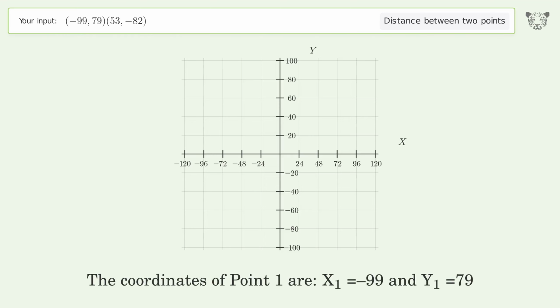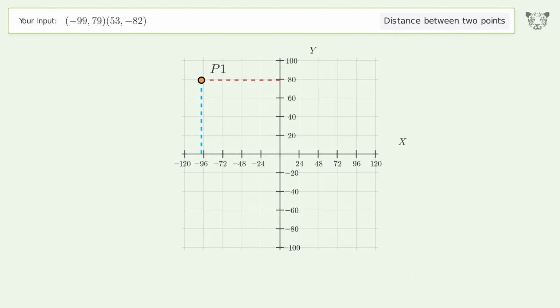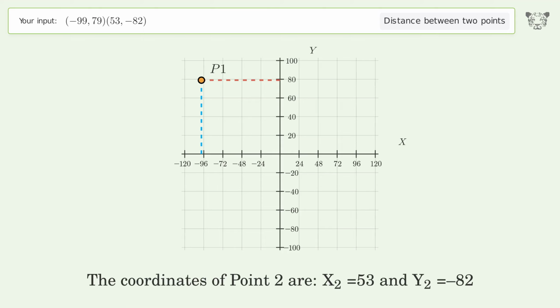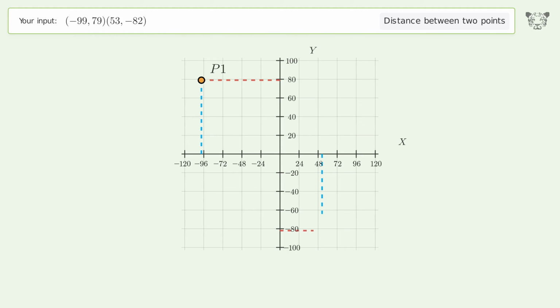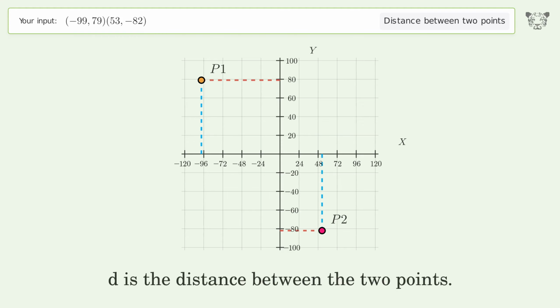The coordinates of point 1 are x1 equals -99 and y1 equals 79. The coordinates of point 2 are x2 equals 53 and y2 equals -82. D is the distance between the 2 points.